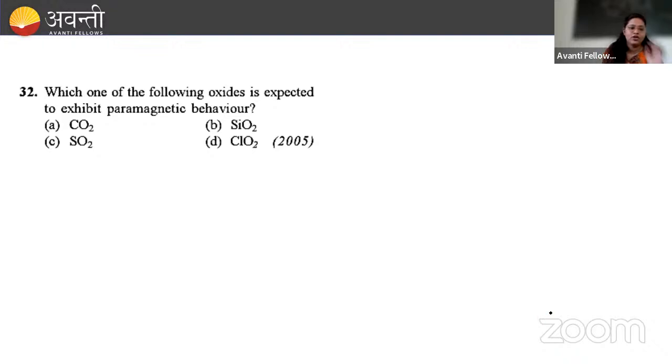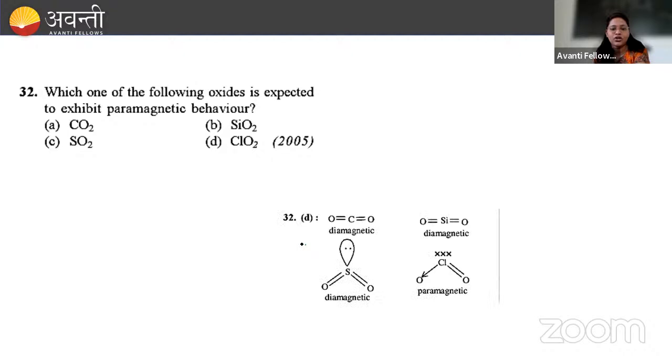Very good. Next, which of the following oxides is expected to exhibit paramagnetic behavior? So here we need to consider the paramagnetic behavior of the oxides. See the structure of CO2 and SO2. Here I have written CO2, and here I have given SiO2. Here you can see SO2, and here it is CO2. Right? So in these four molecules, we need to see which is paramagnetic in nature.